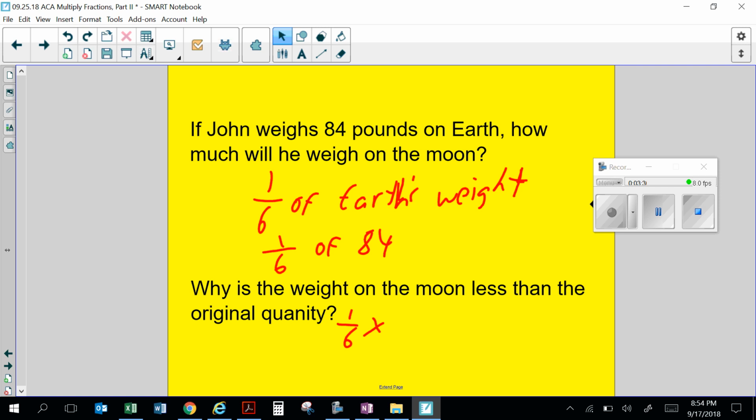How do you rewrite 84 as a fraction? 84 over 1. Very nice. So you multiply 84 by 1/6. And what is 84 divided by 6? It goes in 1 time. Subtract it, you get 2. Bring down the 4. How many 6s go into 24? 4 times. So on Earth, you are 84 pounds, but on the moon, you are 14 pounds.